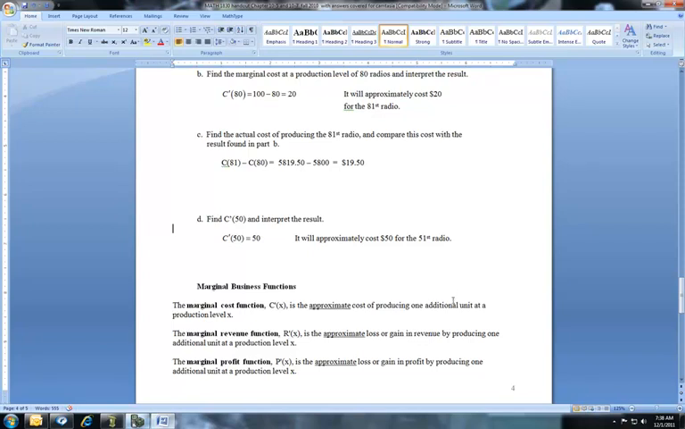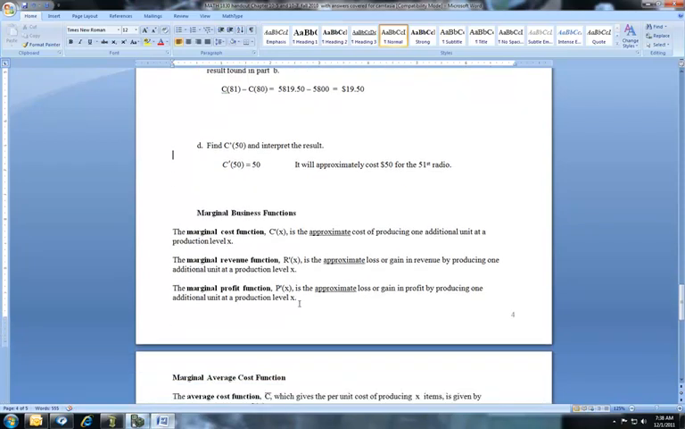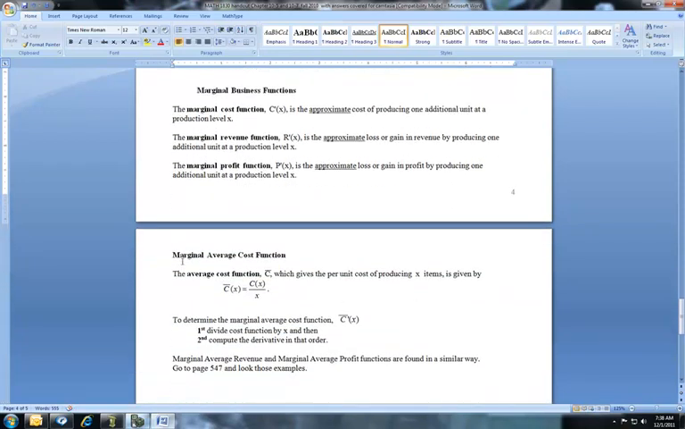Now there's just one more set of marginal business applications that we have to look at, and it's called the marginal average cost function. You've got to read the words very carefully. I did say earlier, whatever is after the word marginal, this is the function you have to have in hand in order to do the problem. So the average cost function, called C bar, gives the per unit cost of producing x items. It's given by this function. C bar of x is your cost function divided by x. When you divide by x, you're finding the per unit cost.